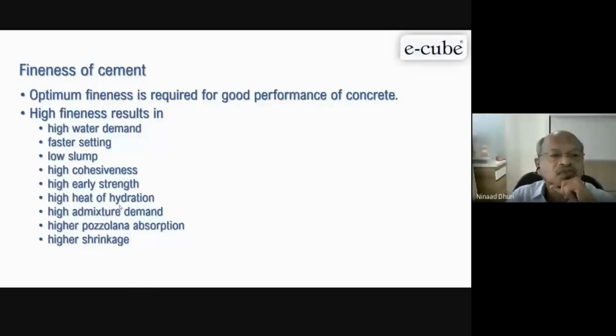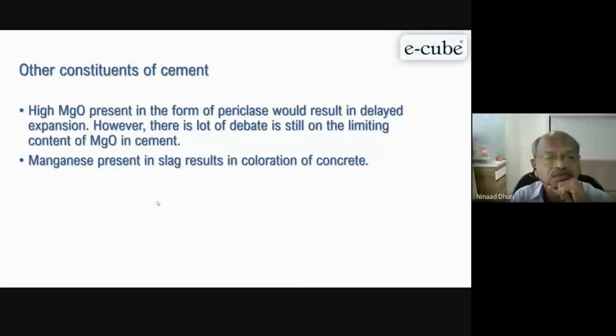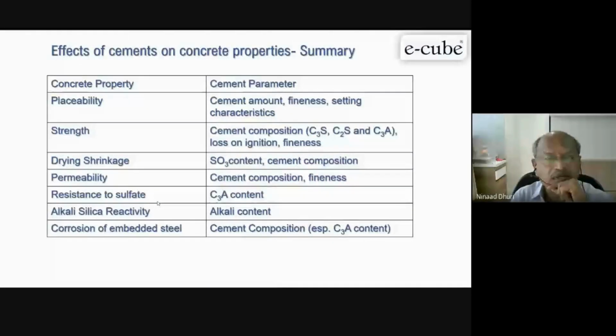So fineness of cement also matters. High fineness gives high water demand, faster setting, low slump, high cohesiveness, a very sticky mix, high early strength, high heat of hydration, high admixture demand, higher pozzolana absorption, and higher shrinkage. So these are for high fineness, because if you have more fineness, you get more strength. But that has a detrimental effect on the other properties of concrete in the fresh stage. MgO. Now this is all how the cement parameters affect the properties.